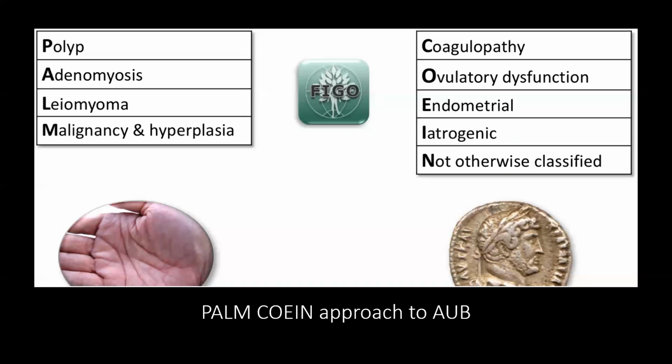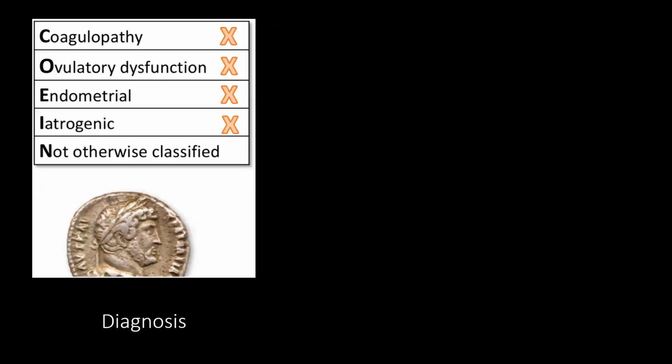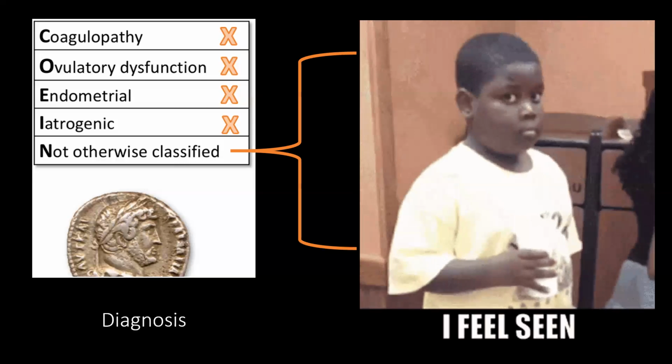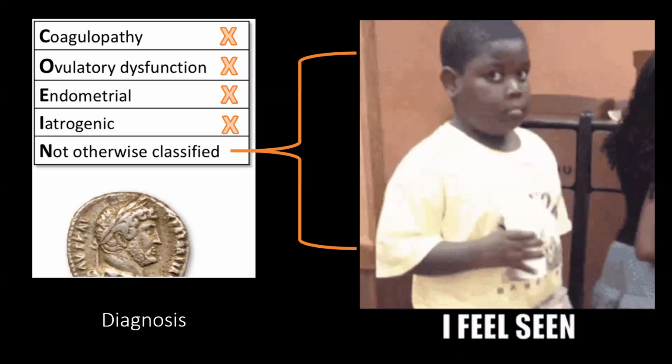Okay, so the Guyanese use the PALM-COEIN approach to abnormal uterine bleeding in females of reproductive age. So we applied this to the patient. We essentially ruled out structural causes with a gynae referral. And we also ruled out a coagulopathy, ovulatory dysfunction, endometrial causes, which are unlikely, and iatrogenic causes. So what we were left with was heavy menstrual bleeding or abnormal uterine bleeding not otherwise classified. But this is not a very satisfying diagnosis for either the patient or the doctor.